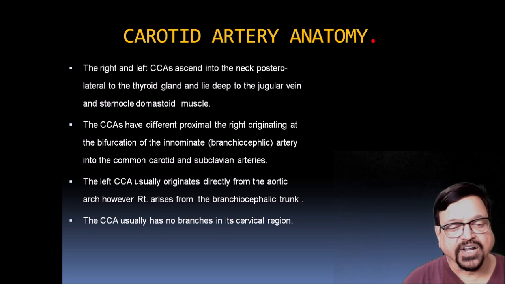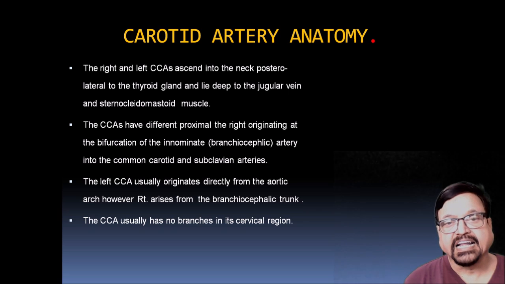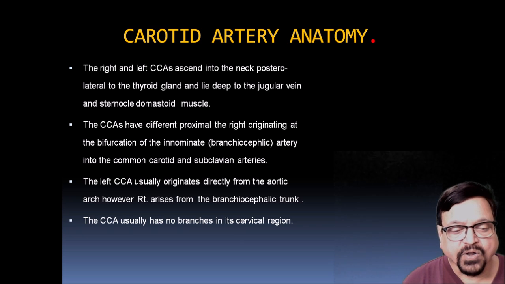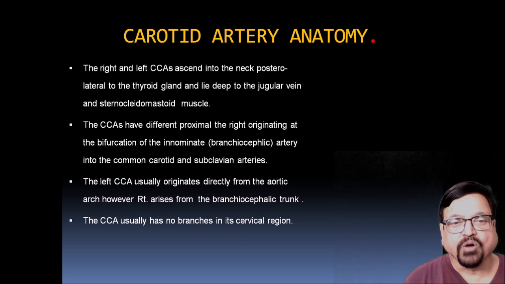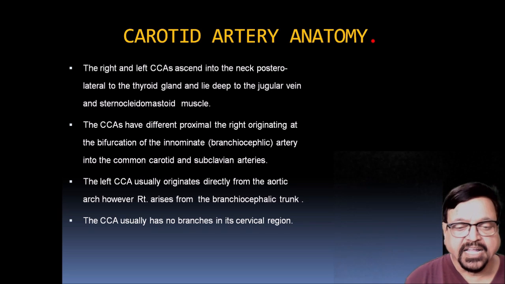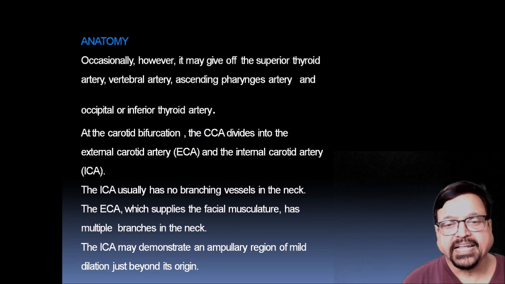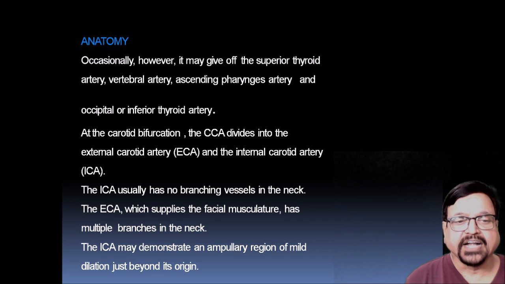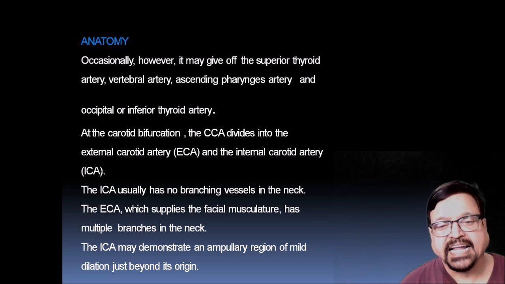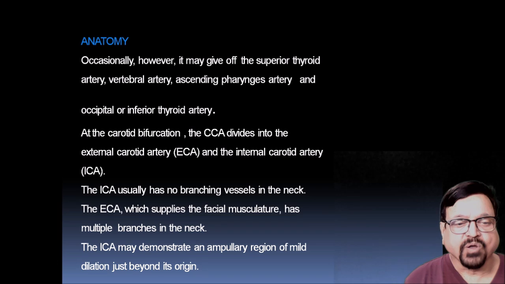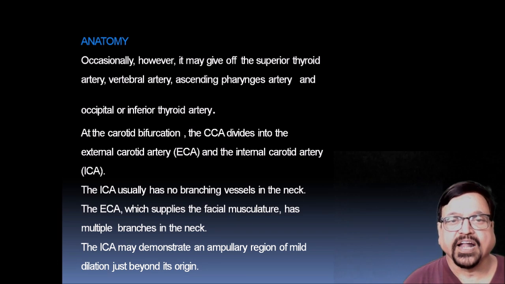That is as far as the right common carotid artery is concerned. The left common carotid artery usually originates directly from the aortic arch. However, it may arise from the brachiocephalic trunk. The common carotid arteries usually have no branches in the cervical region. Occasionally, however, they might give off the superior thyroid artery, vertebral artery, ascending pharyngeal artery, and occipital or inferior thyroid arteries. These are the occasional branches.